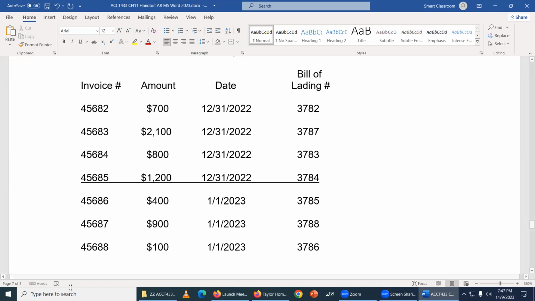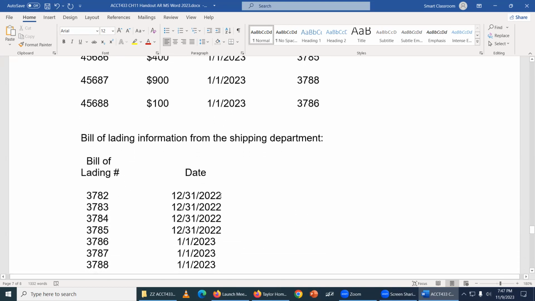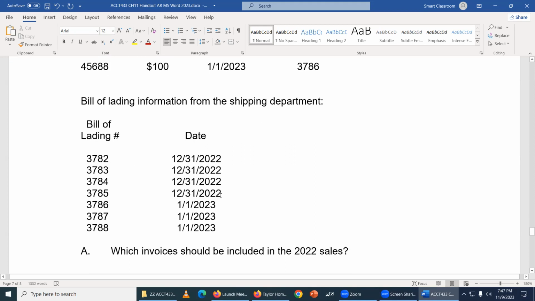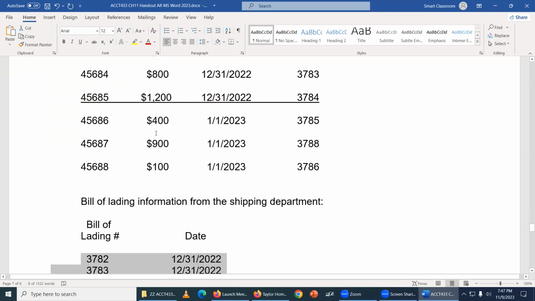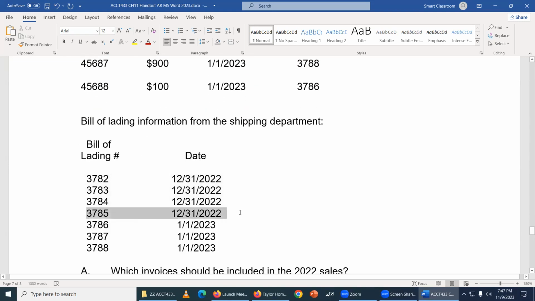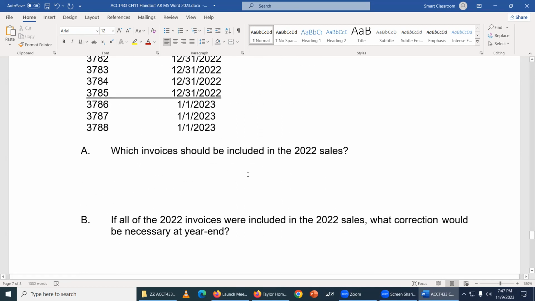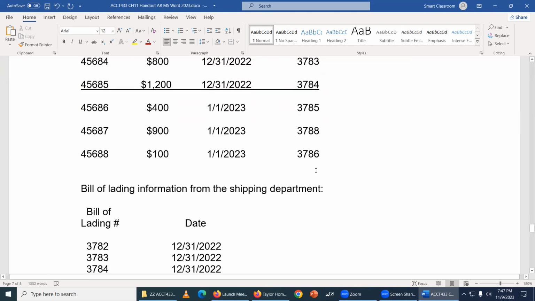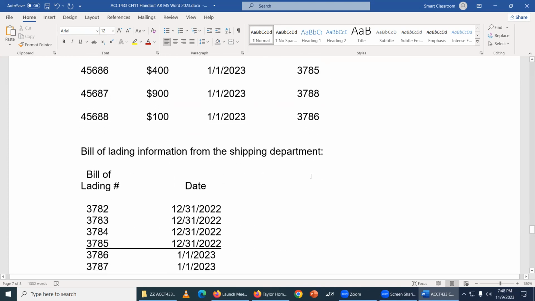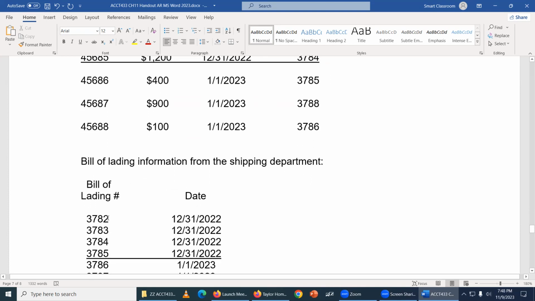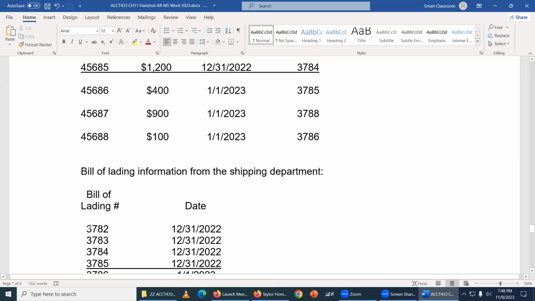Now we go to a bill of lading. And these are the bills of lading, which are what we're going to actually use for our cutoff. Okay, so which invoices should be included in the 2022 sales? I think this was a CPA exam question. So what we're going to do is match up the bills of lading to see which ones we should actually count in year-end sales.